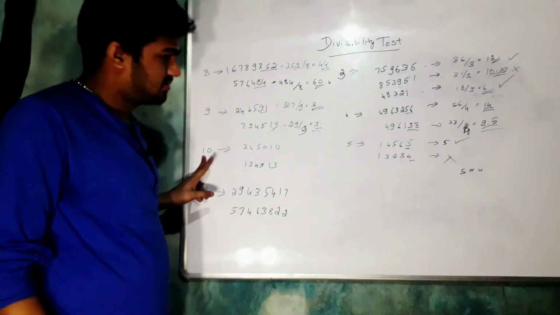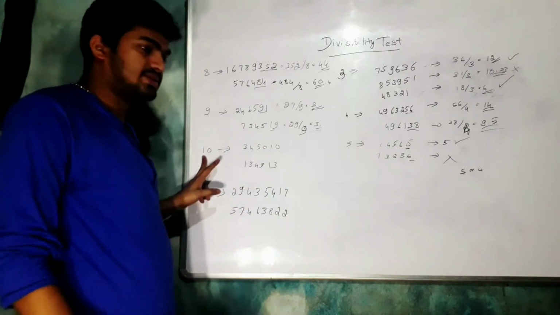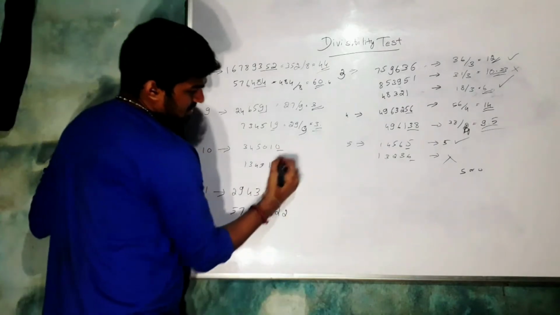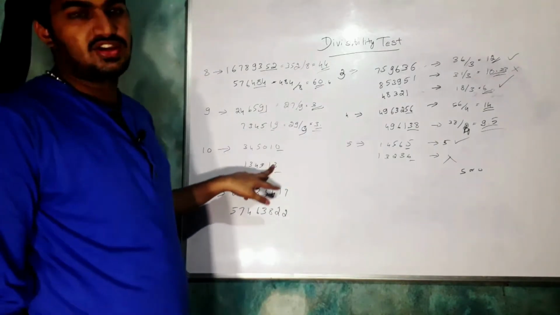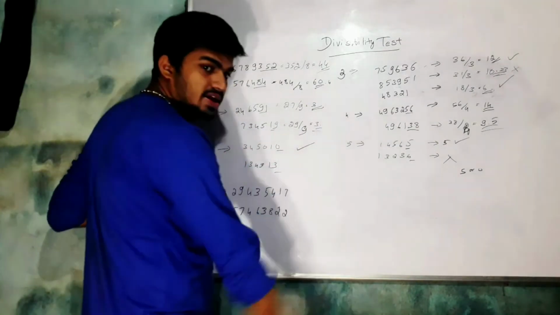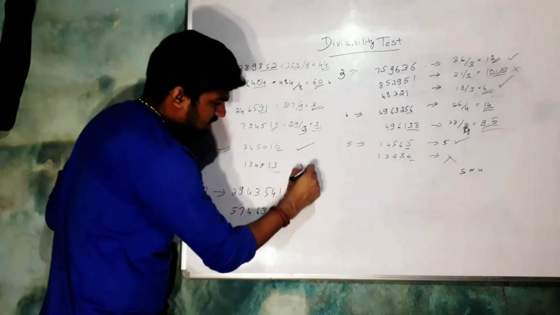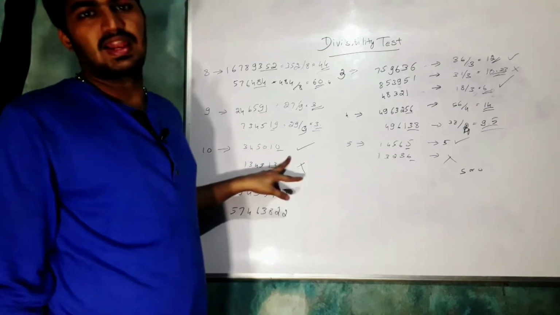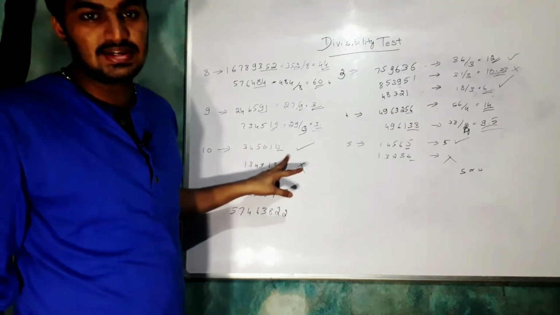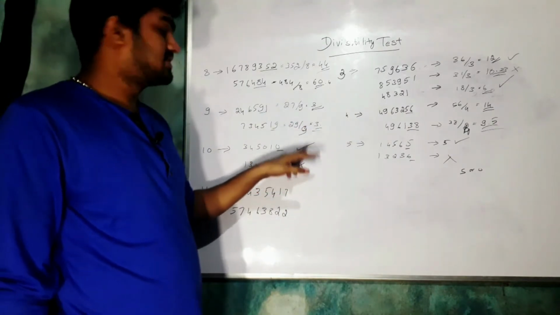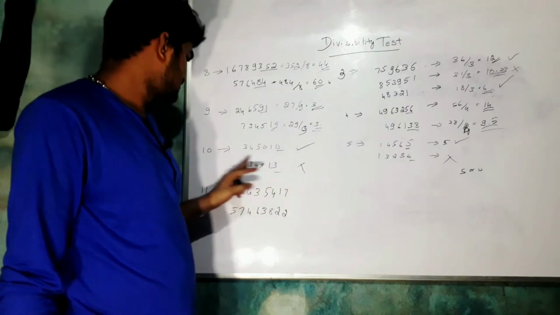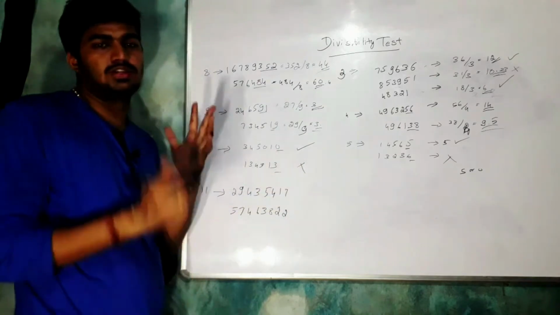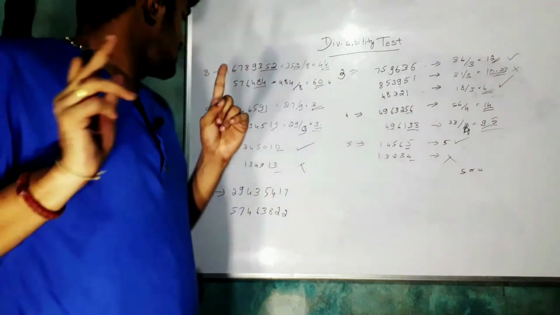Let's take number 10. It's the easiest of all these. Just check the last digit. Is it 0 or not? If it's 0, it's divisible by 10. If it's not, it's not divisible by 10. Simple. Just check the last digit. Is it 0? That means it's divisible by 10. If it gives something other than 0, that means it's not divisible by 10.